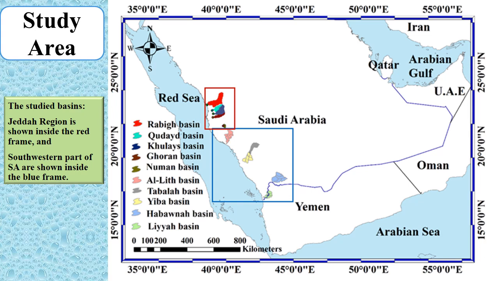So we will focus on two study areas, but the main focus in this paper will be on the area in the red corner here. We have some basins in the Jeddah region, and from previous studies we also have this blue square, which is some basins in the southwestern part of Saudi Arabia.